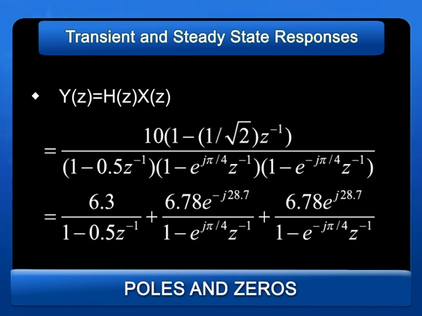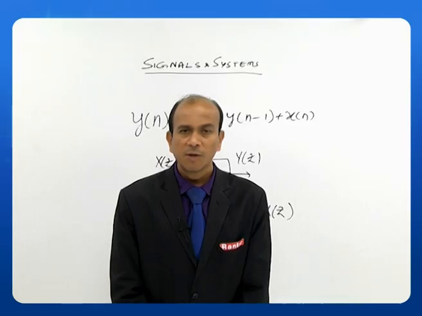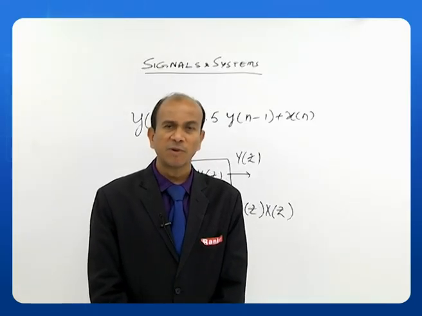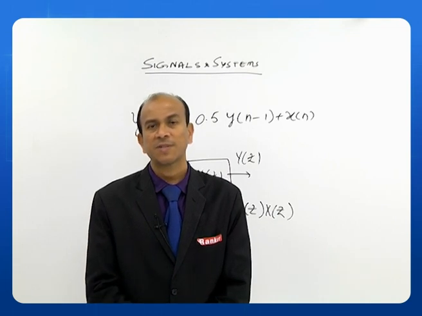z to the power of minus 1 plus 6.8 e to the power of minus j 28.7 by 1 minus e to the power of j pi by 4 z to the power of minus 1, plus 6.78 e to the power of j 28.7 by 1 minus e to the power of minus j pi by 4 z to the power of minus 1. This is my output response. Now from this response we have to find out what is the natural response and what is the steady state response.